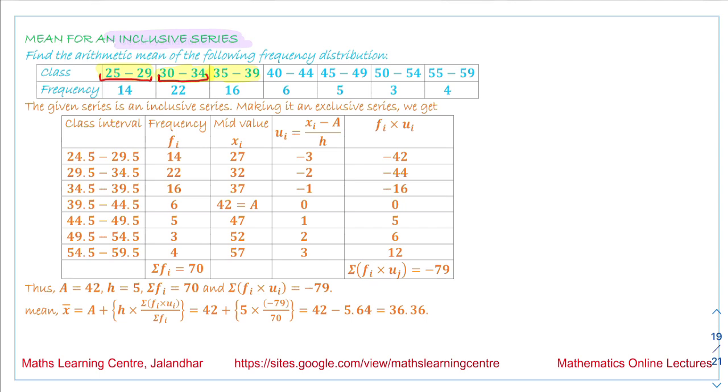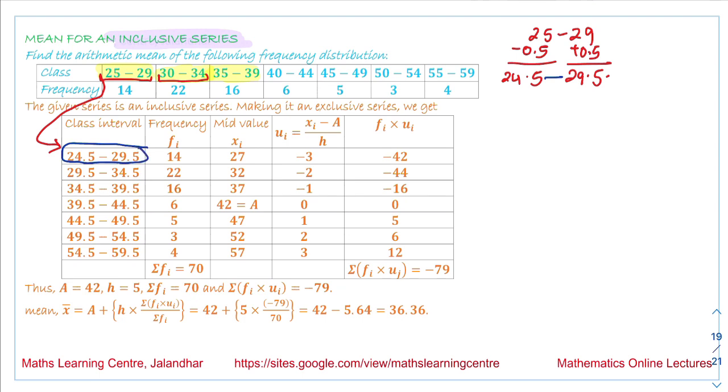So if we are using the assumed mean method or the step deviation method, we have to convert these classes to the exclusive form. We know how we convert these to exclusive form. The class we have is 25 to 29. We subtract 0.5 from this value and add 0.5 to this value. We will get 24.5 and 29.5. So the interval will become 24.5 to 29.5.